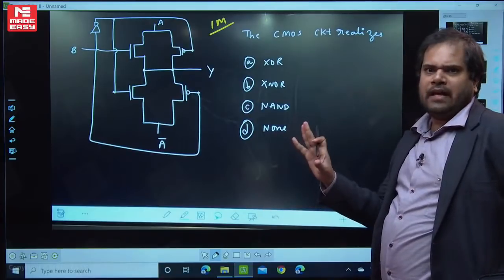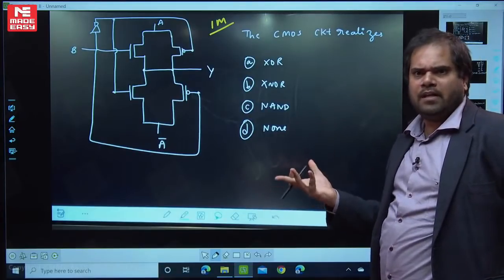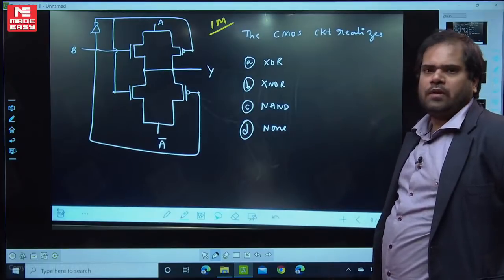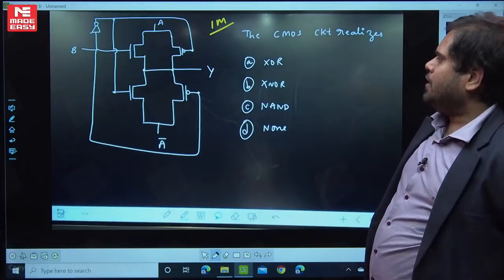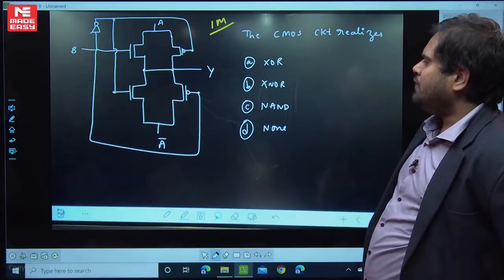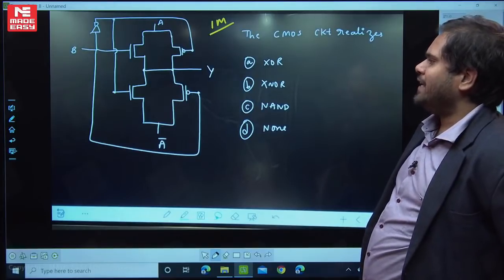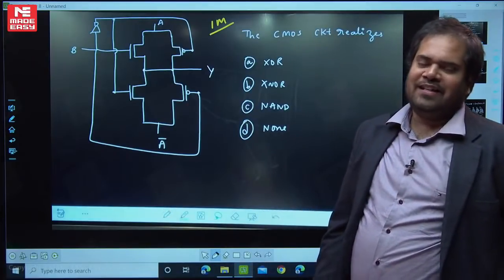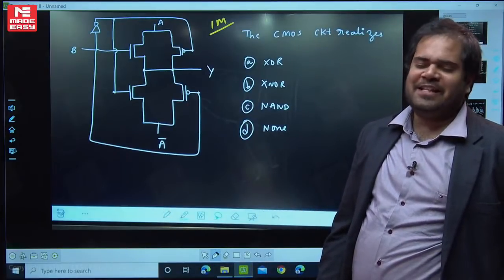For EC, of course, it is compulsory. Electrical, he may ask, he may not ask, but for EC, damn sure these model questions will come. So now if you observe here, let's see what this circuit is. This circuit is based on a simple concept of transmission gates.